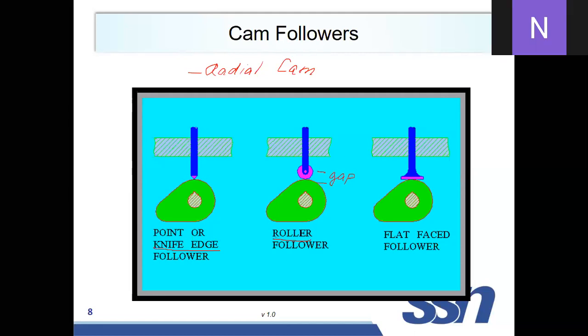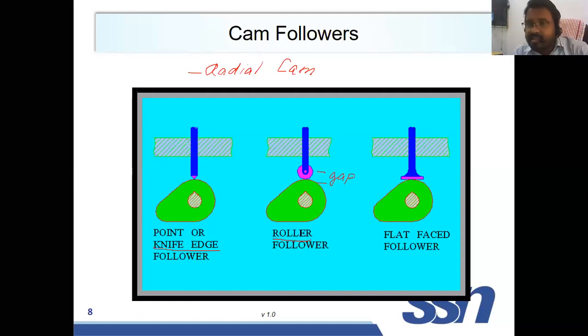The follower is attached to many mechanisms, that is okay. And even the cam is attached to the shaft, which is driving the mechanism. All these things are there. But we are concerned about only 2 things: the roller and the follower.